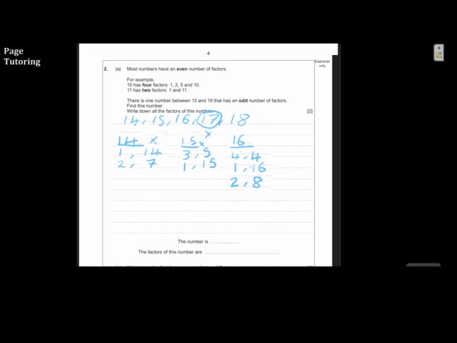So 1, 2, 3, 4, 5. We have 5 factors here. There's our odd number. Nice. So we can stop right there. We don't need to do any more work. We've found it. So the number is 16. The factors of this number are 4, 1, 16, 2, and 8.